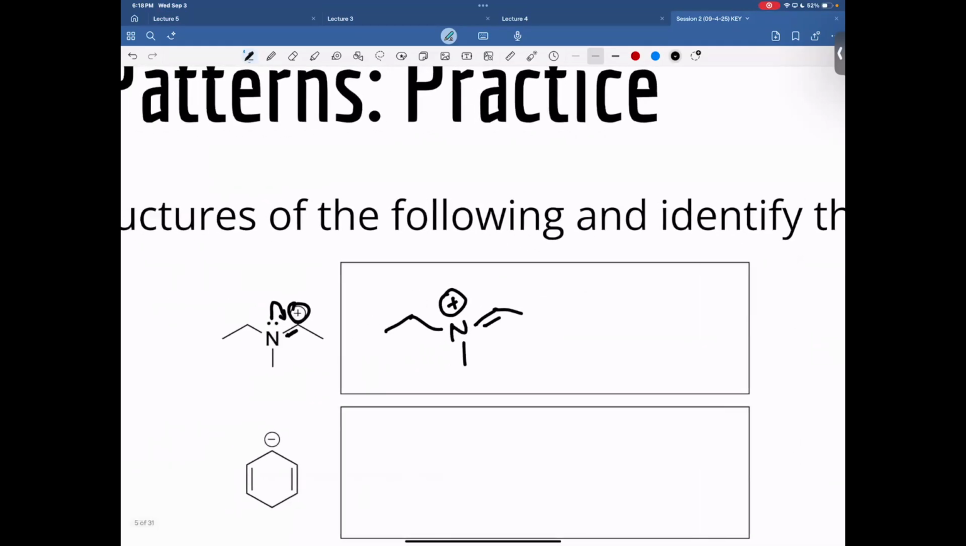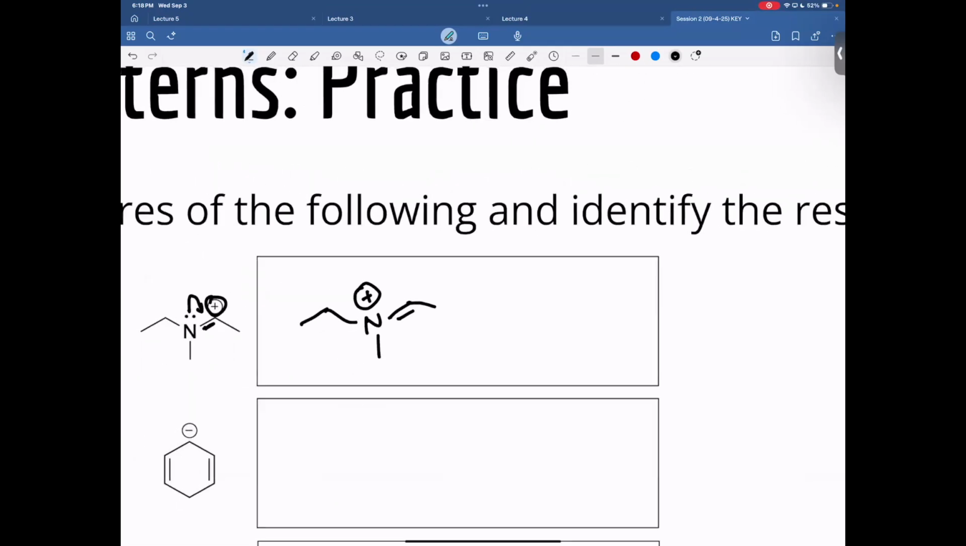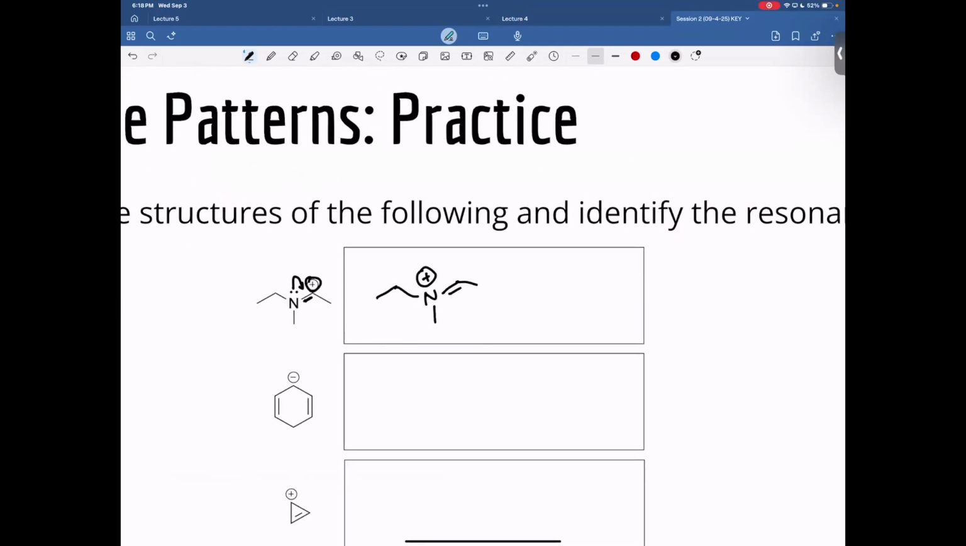Anyone want to take a guess at what kind of pattern that was? It's okay if you're wrong, just give us any answer, whatever you think it is. Better to be wrong here than on the exam, right? Is it lone pair next to a carbocation? Exactly. Yep. Lone pair adjacent to a carbocation. You're spot on.